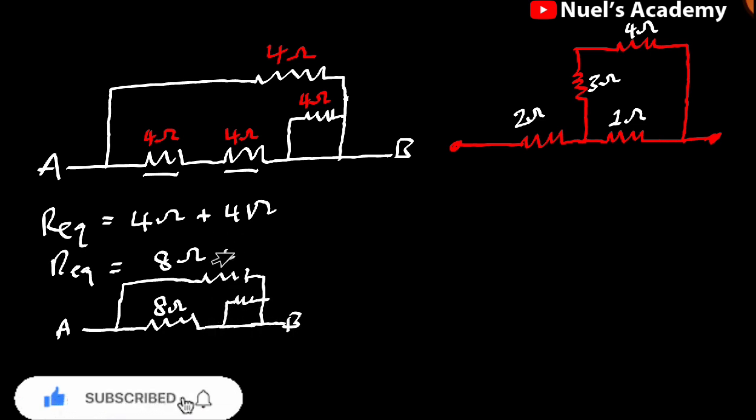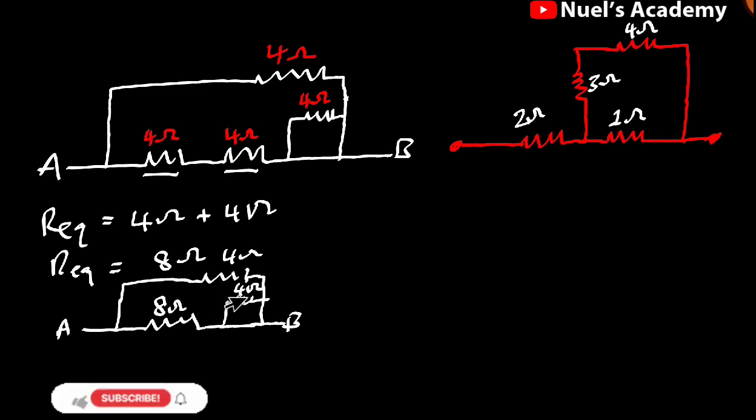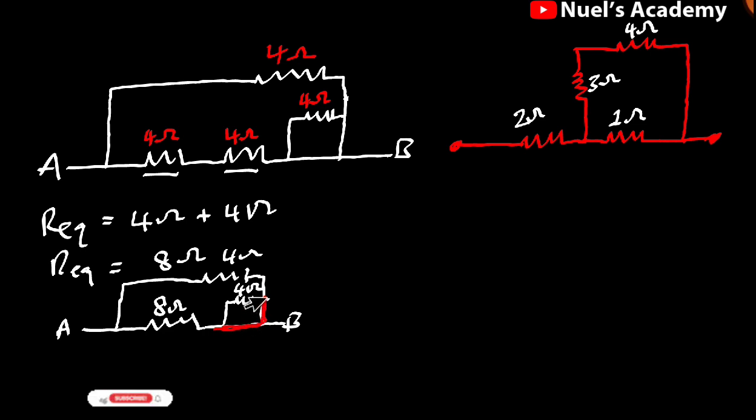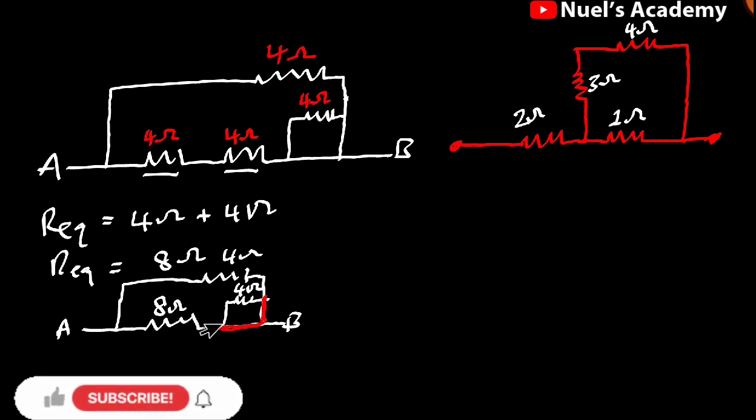Then we have 4 ohms here and then 4 ohms here. Now let's focus on this resistor here. If you look at this resistor very well, you see that both ends are connected to the same wire. So this is just a single wire, and any current that flows through this single wire will not encounter any resistance, whereas the one that flows through this resistor will encounter a resistance.